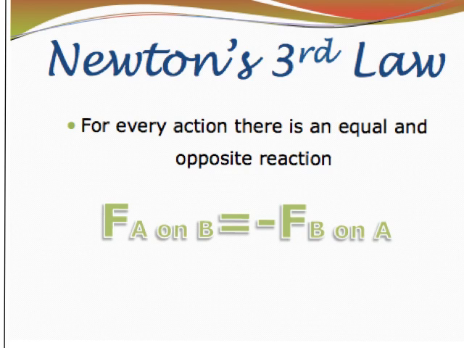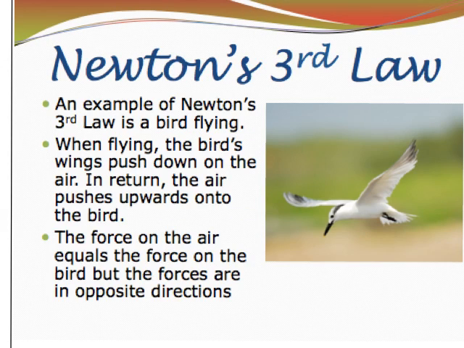Another way that you may have heard Newton's third law would be for every action there's an equal and opposite reaction. So if we have the force of object A on object B, that's going to be the opposite or the negative force of object B on object A. So we have an example of a bird flying. When flying, the bird's wings push down on the air, and in return, the air pushes upward onto the bird.